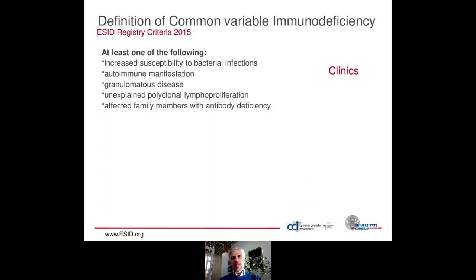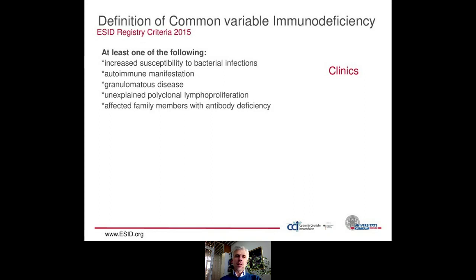First, I would like to start with the definition, because that has been discussed many times, and I think it is very important that we agree on what we talk about. So in 2015, several experts sat together and tried to redefine for the registry different forms of primary immunodeficiency, and so we did for common variable immunodeficiency. And I think this exercise was helpful, and I would like to go through each item with you briefly. So the first requirement was a clinical presentation.